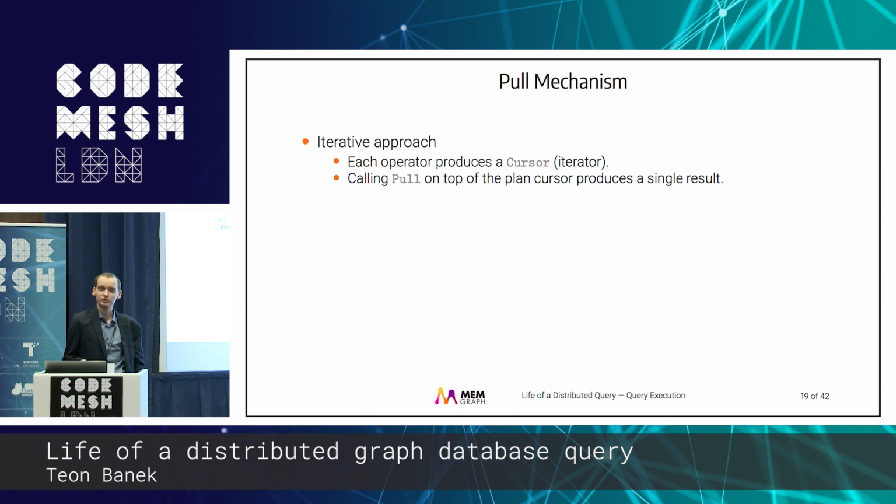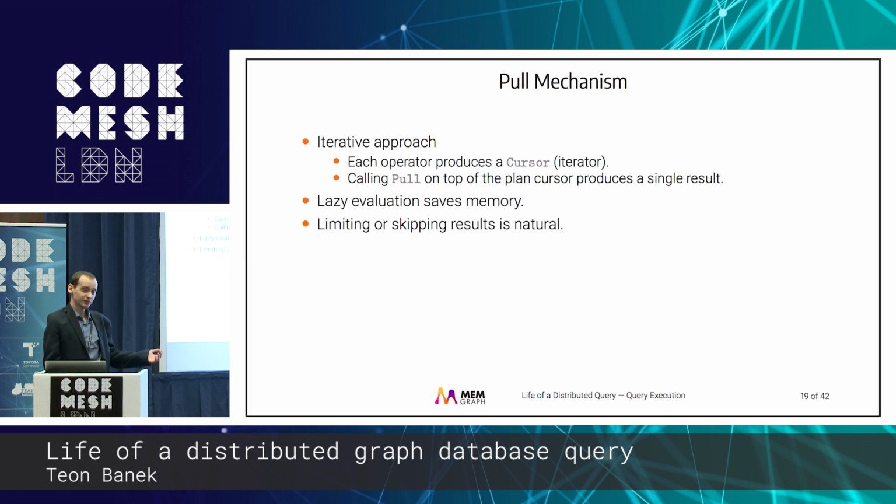Then we can call pull on that cursor to get one result. And that pull will also need to call other cursors to fetch the input, make a computation, and get what we desire. Now, this is really good because it's essentially lazy evaluation, so we will save a bit of memory. And like in functional languages, limiting and skipping becomes very natural. You just pull as many times as you want to get the number of limited results. Or maybe you just want to skip some results, so you pull that, discard it, and continue regularly afterwards.